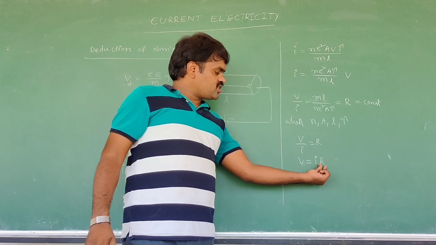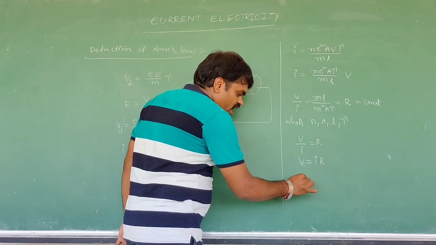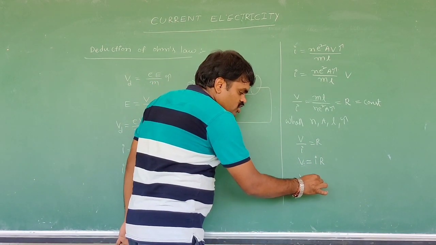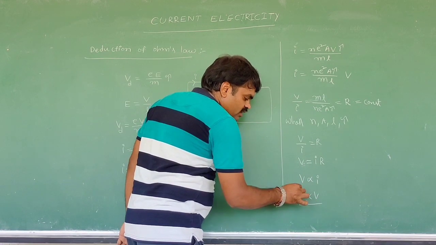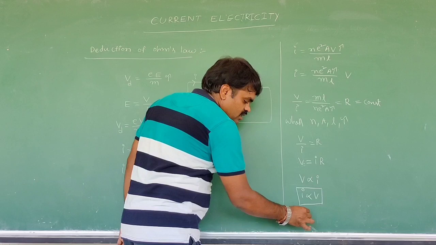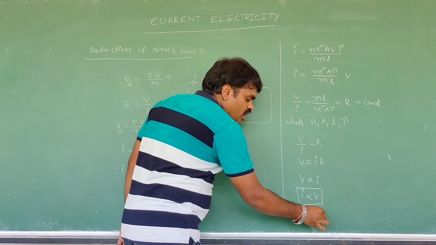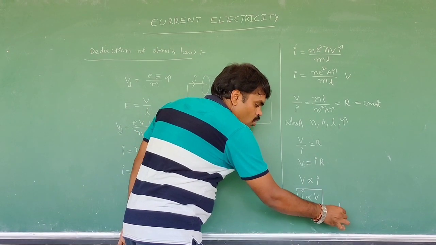Then V is equal to I into R. Here R is a constant, so we can write V is proportional to I, or I is proportional to V. This is Ohm's law.